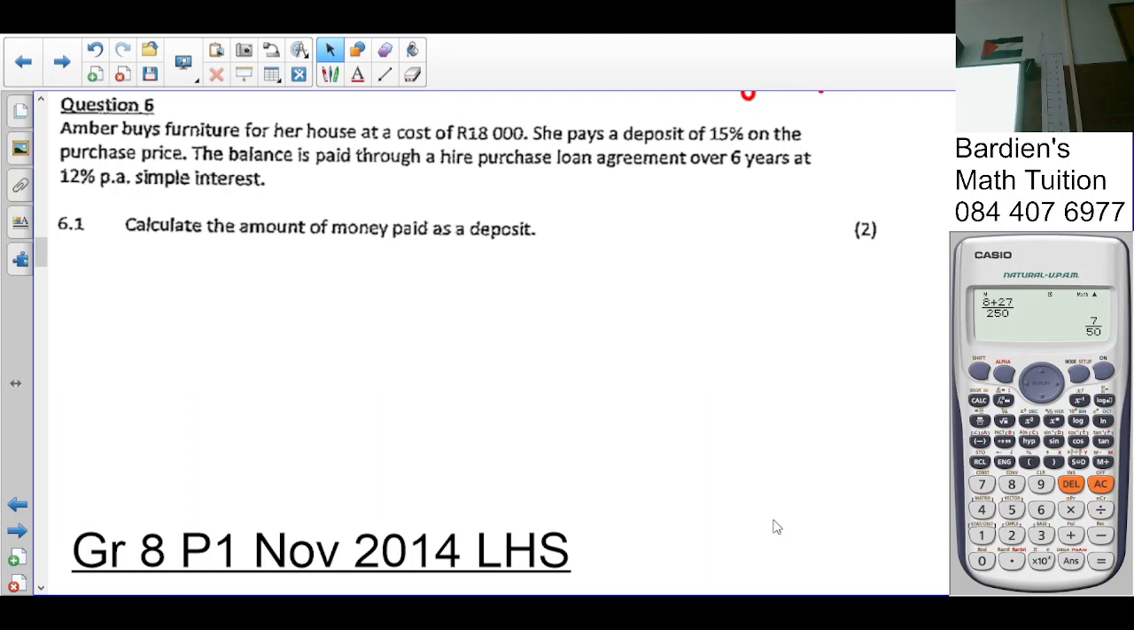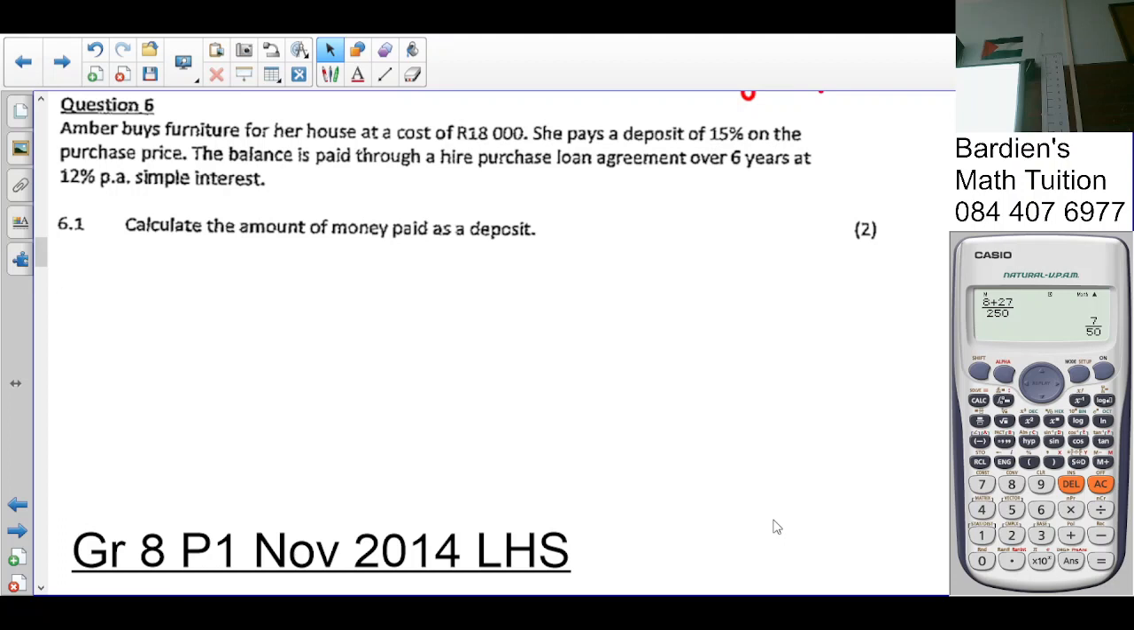So we are told that Amber buys furniture for a house at the cost of 18,000 rand. She pays a deposit of 15% on the purchase price. The balance is paid through a hire purchase loan agreement over 6 years at 12% per annum simple interest. Calculate the amount that they will pay as a deposit.